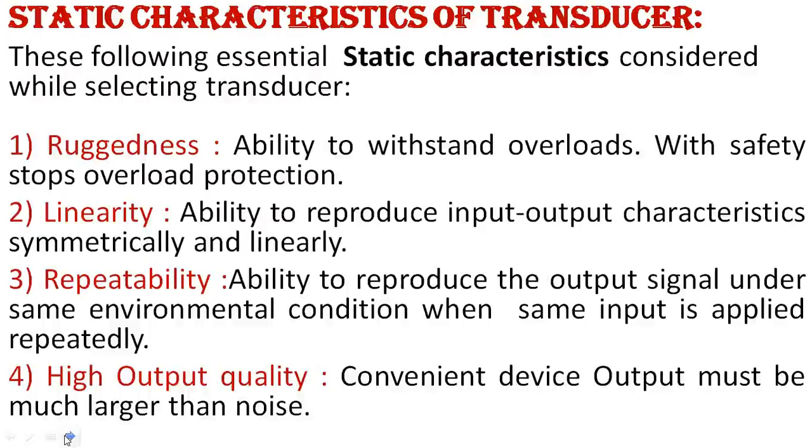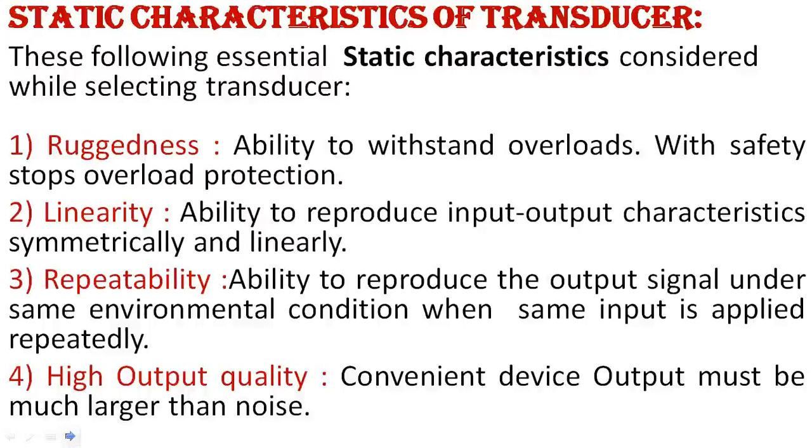The second one is linearity. We have already seen in the first chapter what linearity is. It is the ability to reproduce the input-output characteristics symmetrically and linearly. So if the ideal curve and the input-output relation of the transducer are linearly or symmetrically the same, then that transducer's linearity is good.